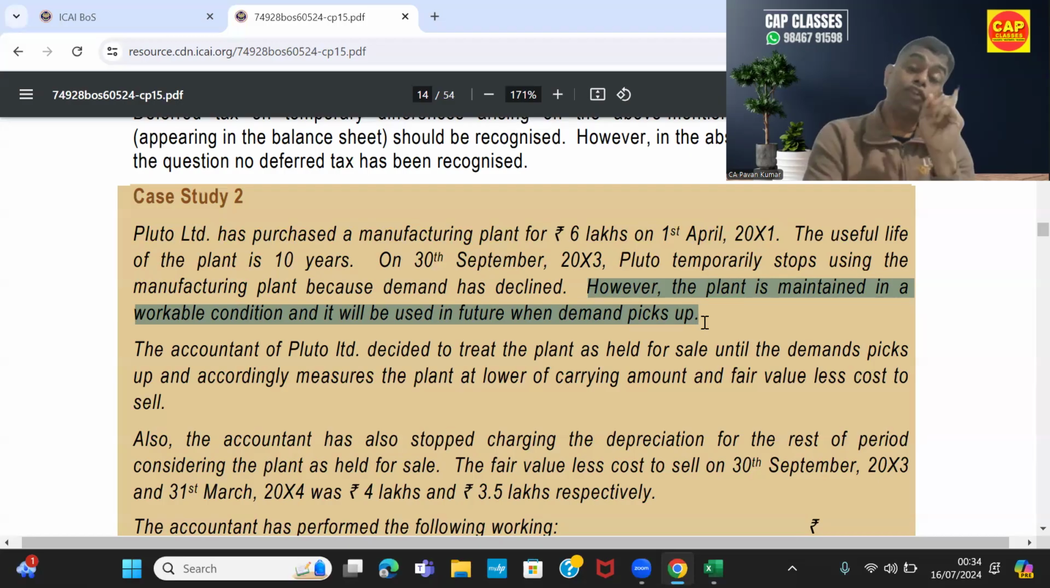Now, if you remember Ind AS 105, in this situation, is it correct to classify the asset as held for sale? The answer is no. The standard clearly mentions this is a situation where the company is still anticipating to recover the cost of the asset by way of depreciation, not by way of sale proceeds. Are you intending to sell the machine? No. Are you intending to recover the carrying amount of the asset by way of sale proceeds? No. Are you intending to use the asset again? Yes. So you cannot classify the asset as held for sale.